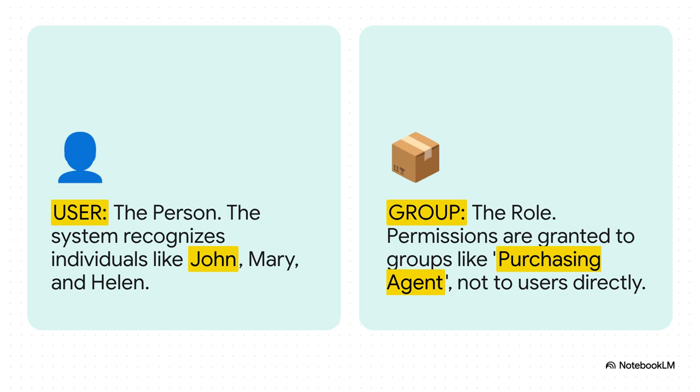Okay, so this is where it all comes together. The core principle of pretty much all enterprise software security is this. Permissions are almost never given directly to a person. Instead, permissions are assigned to a group, and then people, the users, are placed into that group. So the system doesn't really care that you're John Smith. It only cares that you're in the purchasing agent group, which is what gives you the power to do a purchasing agent's job. This is what makes managing thousands of users not just possible, but actually manageable.